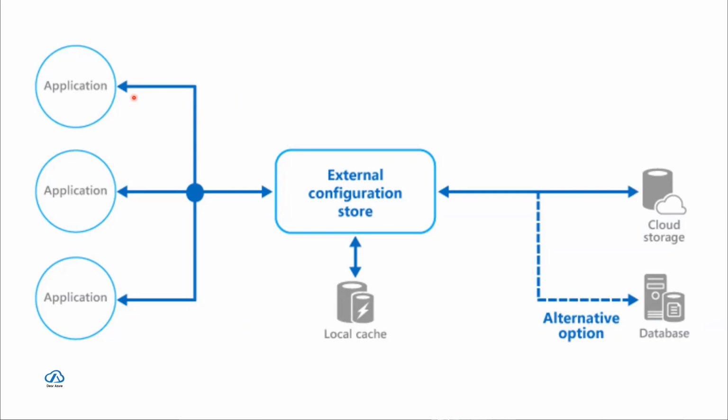And let's look at this diagram that explains what we have talked about. We have different sorts of applications that are accessing the external configuration store, which could be stored in a cloud-based storage like blob storage or even a database. And then we have an option to store these configurations in a local cache as well.